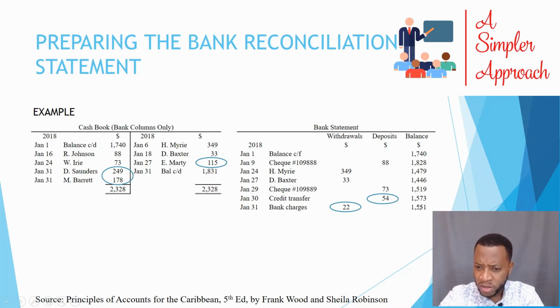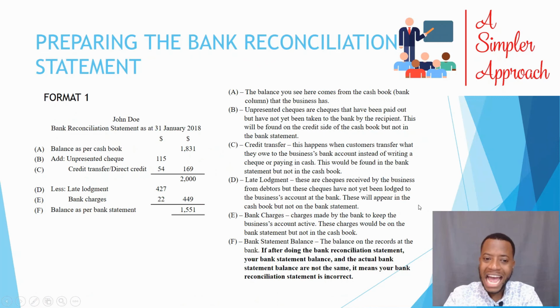1551. So this 1551 and your answer that you calculate at the end of your bank recon statement must be the same. If they are not, it means your bank reconciliation statement is incorrect. Simply put. All right? And remember, that statement comes from the bank statement. So if you're saying here balance as per bank statement, but then when you look at the actual bank statement that you were given, it's not the same, something went wrong. It's incorrect. All right? So this will be format number 1.